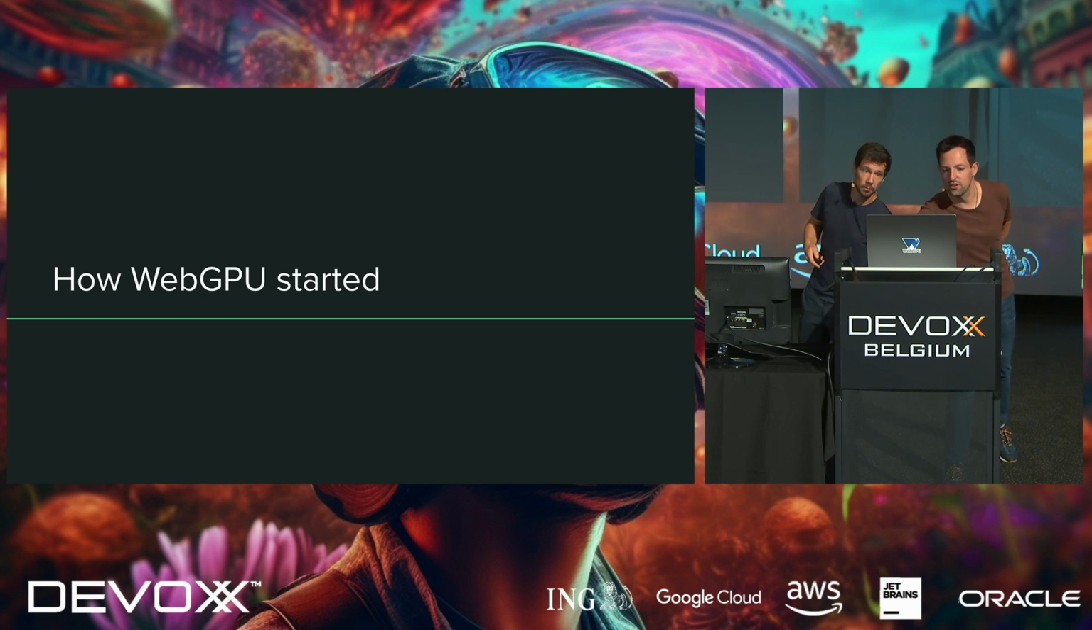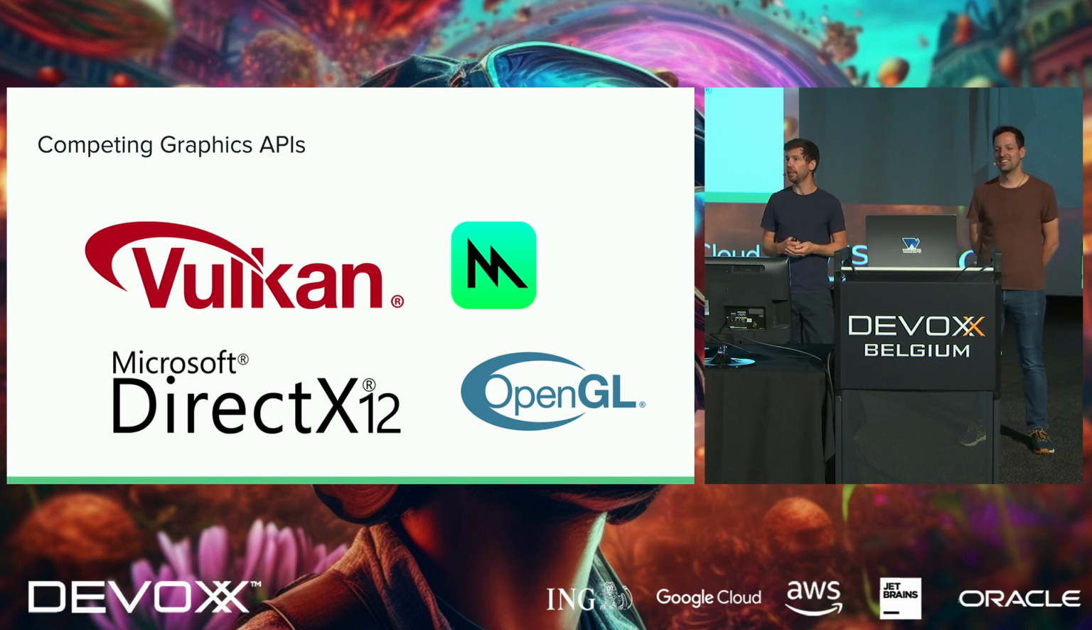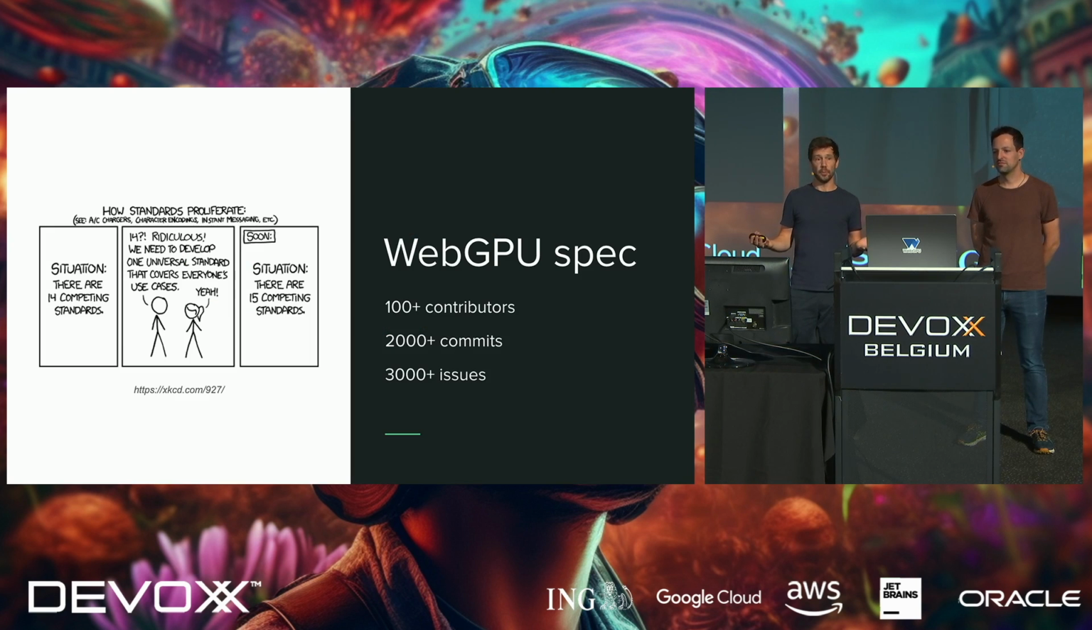And the easy solution would be to take an existing graphics API like OpenGL, Metal, D3D12, or Vulkan. And I think you can see where we're going there, right? There were too many APIs to choose from, yet none of them was a perfect fit for the web. And that's how WebGPU was born.